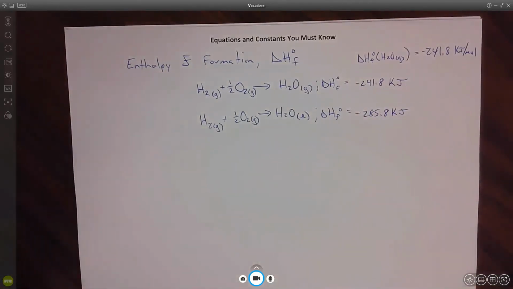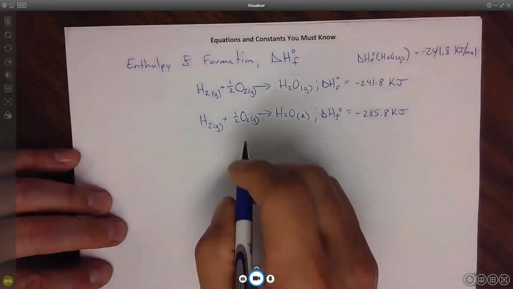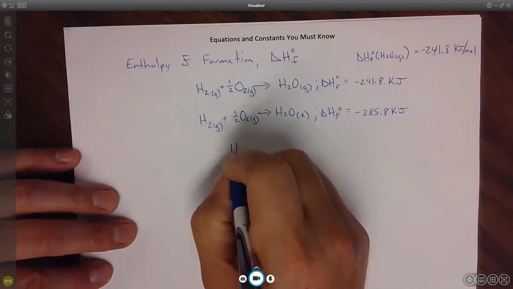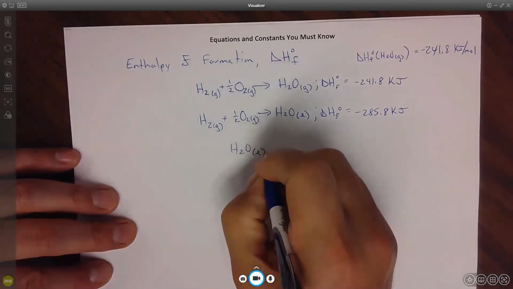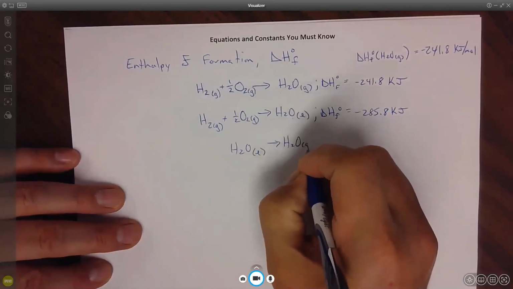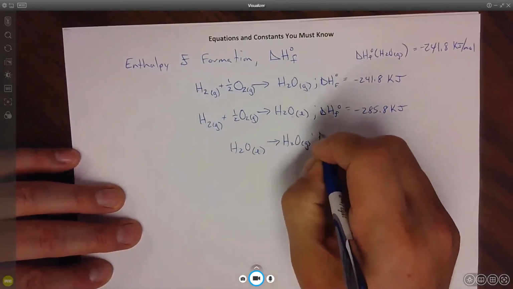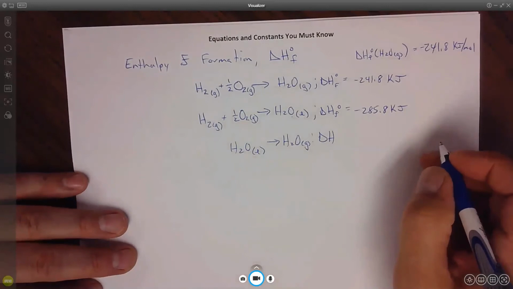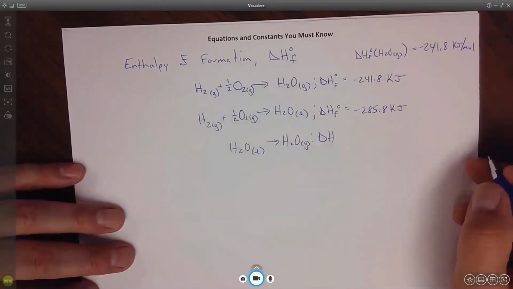Okay, and well, why is that? Well, because we know if we want to evaporate water, if we want to go from the liquid to the gas, we actually call that the enthalpy of what? When we go from a liquid to a gas, what do we call that, Keenan?